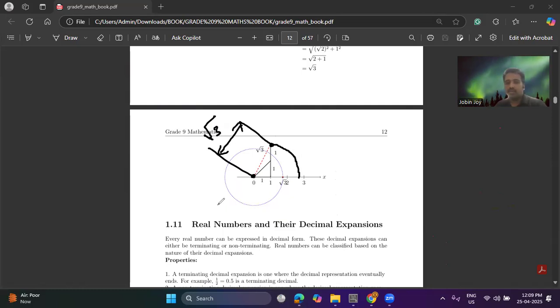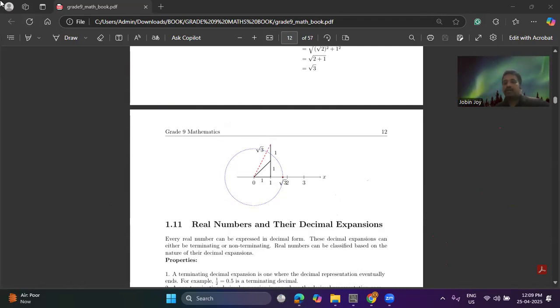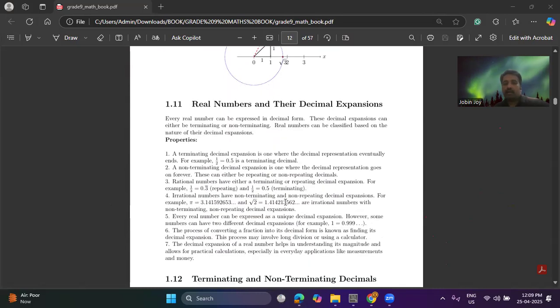This is the hypotenuse, root 3. So this O is the center, and this is the radius. Draw an arc. You will get what? You will get root 3 on the number line. So in this way, by applying Pythagoras theorem, you can locate irrational numbers on the number line. Okay. Then next is the real numbers and their decimal expressions.